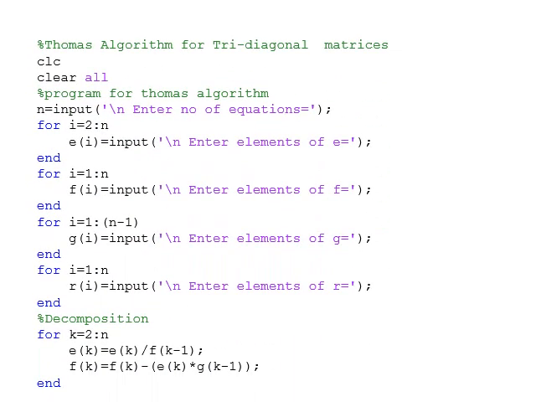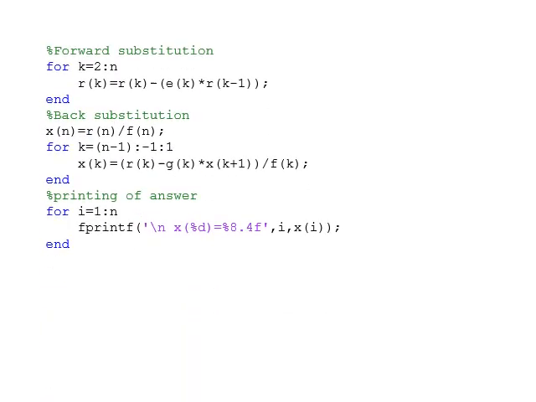Similarly, we will write a program. In this program you can see that the first loop takes the values of e, the second loop takes the values of f, the third loop takes all the values of g, and the fourth loop takes all the values of r from the user. This is a loop for the decomposition stage. It will run from k is equal to 2, 3 and 4. Now in the forward substitution, the loop will run from k is equal to 2, 3 and 4, and we will find all the modified elements on the constant side.